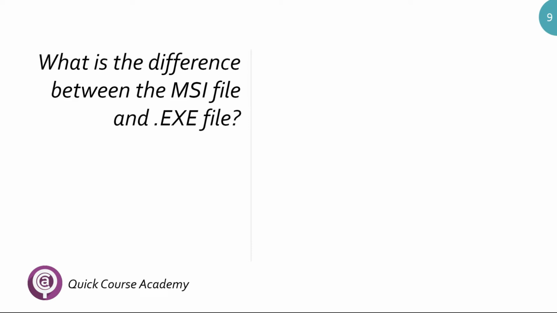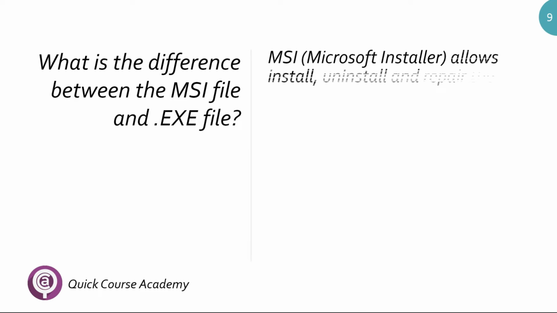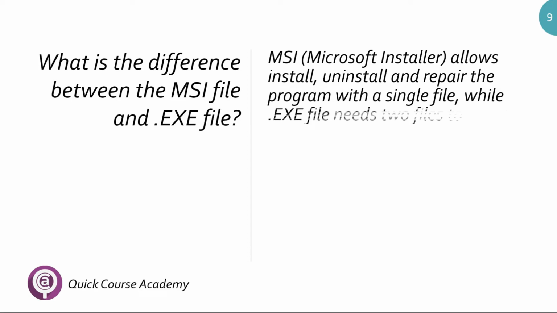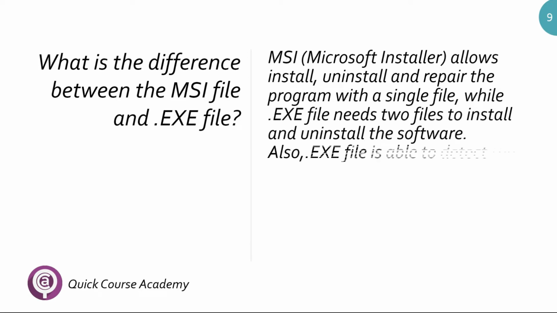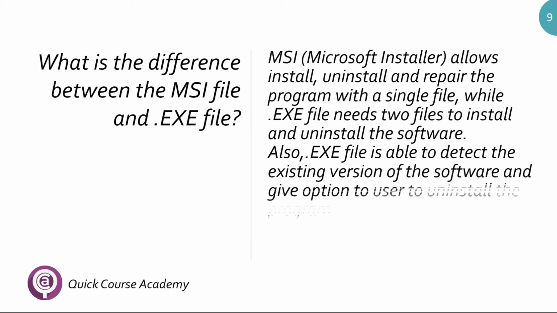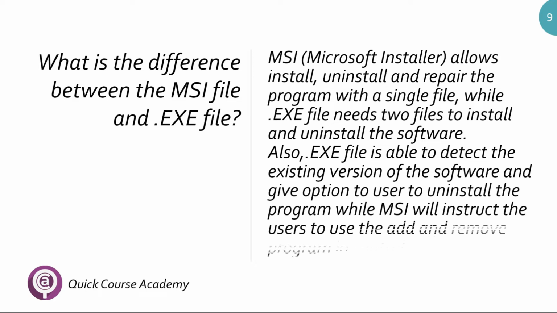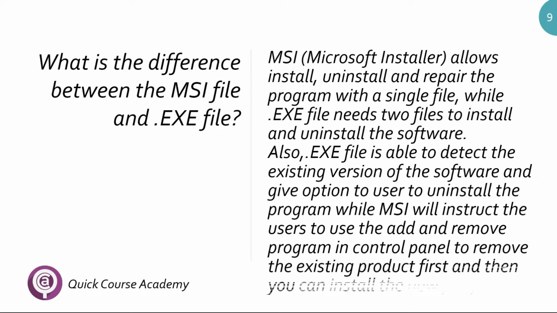What is the difference between the MSI file and EXE file? MSI allows install, uninstall and repair the program with a single file, while EXE file needs two files to install and uninstall the software. Also, EXE file is able to detect the existing version of software and give option to the user to uninstall the program, while MSI will instruct the user to use add and remove program in Control Panel to remove the existing product first, and then you can install the new program.